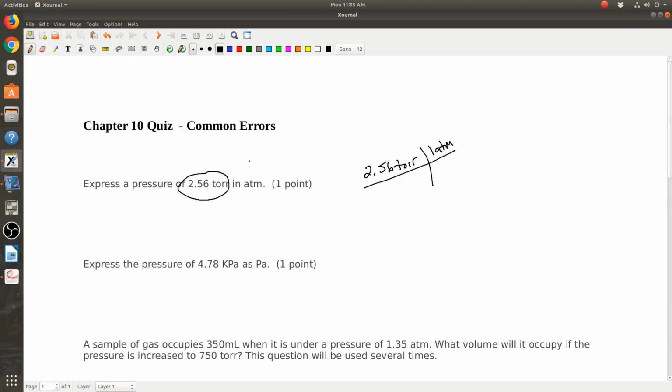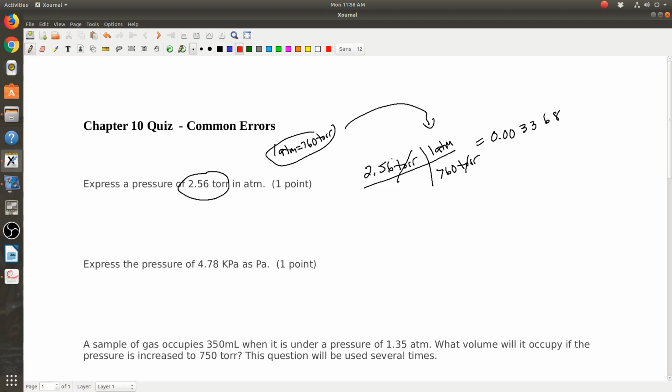So if the relationship is 1 atmosphere equals 760 torr, then you use this to create this conversion factor. 760 torr would go on the bottom. You cancel out the units and do the math. I'm going to do the math real quick. Let's see, 252.56 divided by 760. I get 0.00338. That's my raw number.